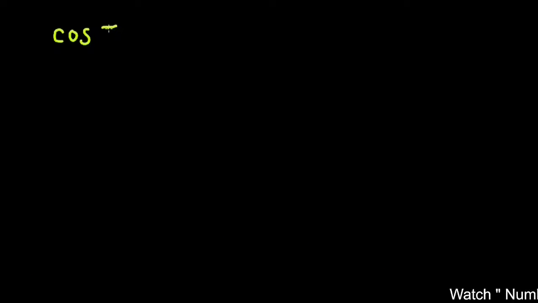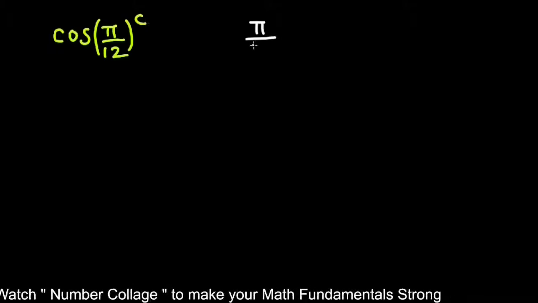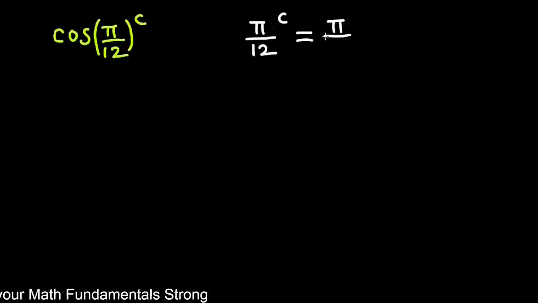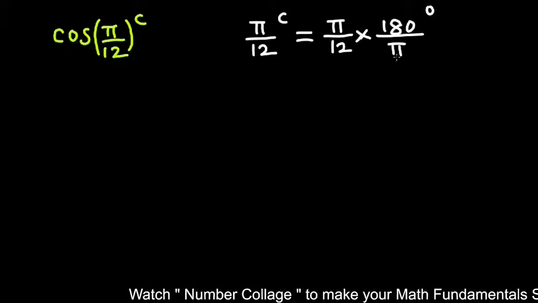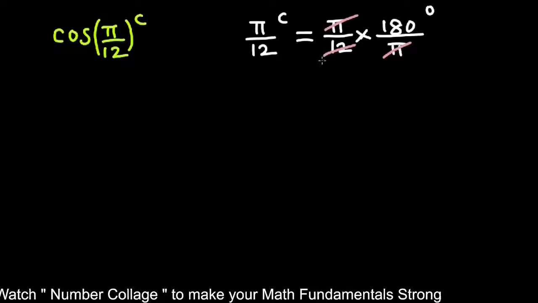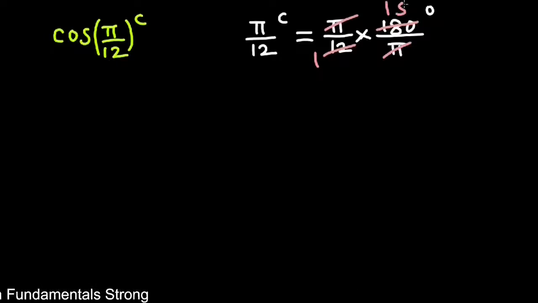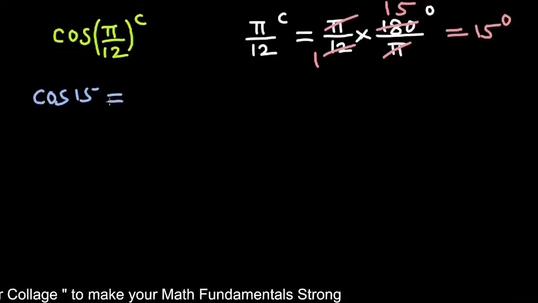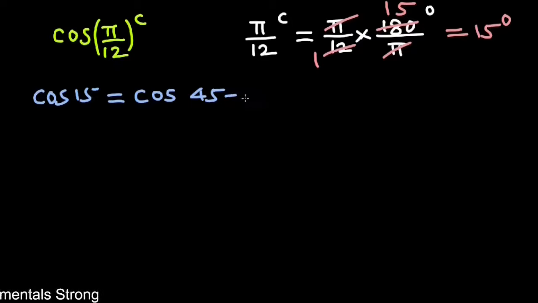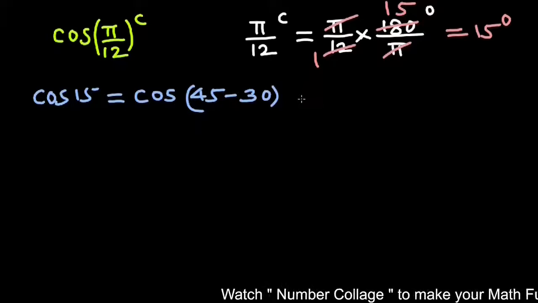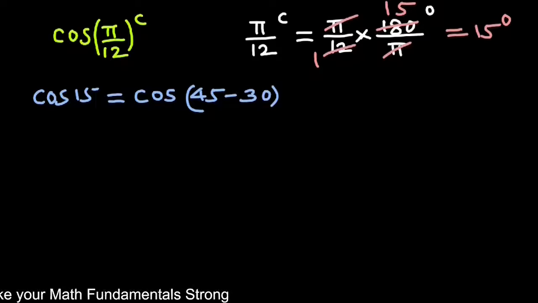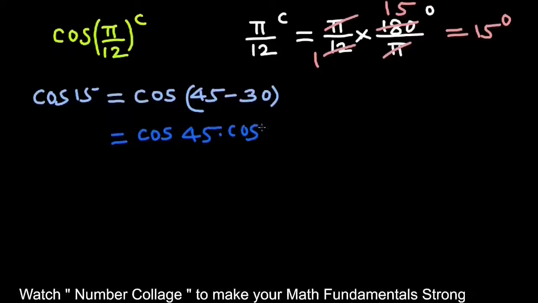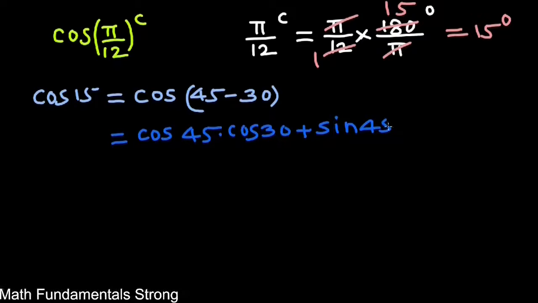Find the value of cos pi by 12 radians. Pi by 12 radians equals pi by 12 multiplied by 180 by pi degrees. So this pi gets cancelled. 12 ones are 12, 12 fives are 60. So that will be 15 degrees. Now cos 15 degrees will be cos of 45 minus 30 degrees. So here we can apply addition formula of cos A minus B. So that will be cos 45 cos 30 plus sin 45 sin 30.